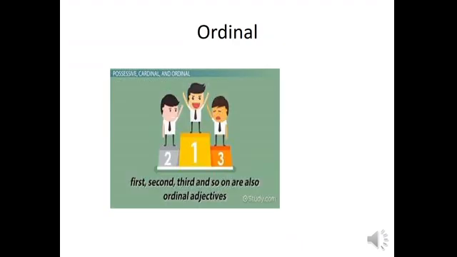Ordinal tells in which order. You can see this picture. Here you can see first, second, third. So it gives us an order: first, second, third and so on, 10th, 11th, 12th, 13th. Whatever number you give an order to, those are called ordinal determiners. It gives us an idea of order, to which order they belong.